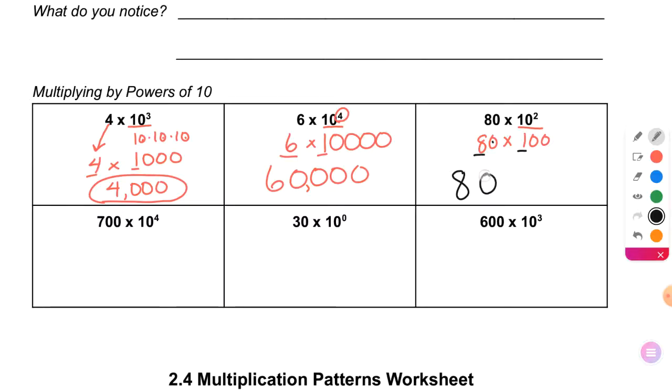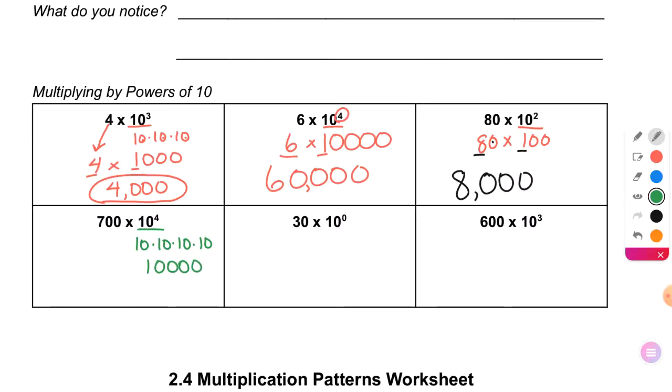Brant, take over. Now what? 7 times 1. Good job. 7 times 1 is what? 7. And then there are 6 zeros in my problem. 1, 2, 3, 4, 5, 6. So I have 6 in my answer. And then I add in my commas.